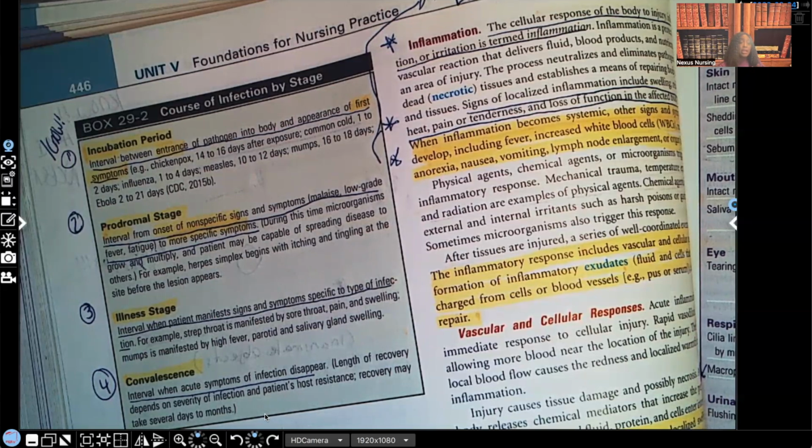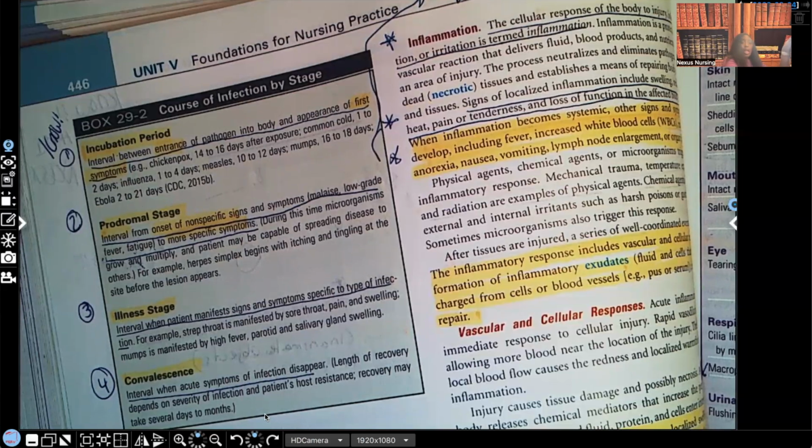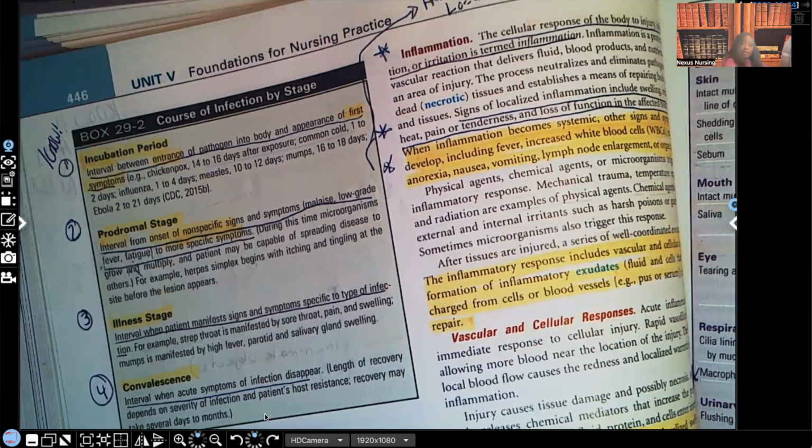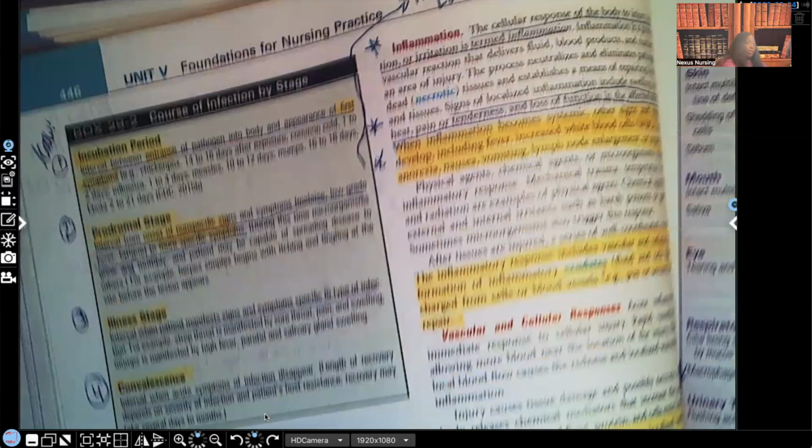And then last is the convalescent stage. That's the interval when the acute symptoms of infection go away. They disappear. Let's talk about, wait, I have something pointed up here. Okay, we'll talk about that later.